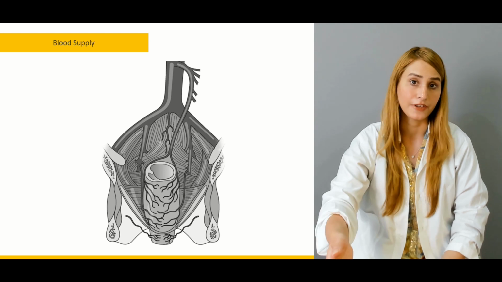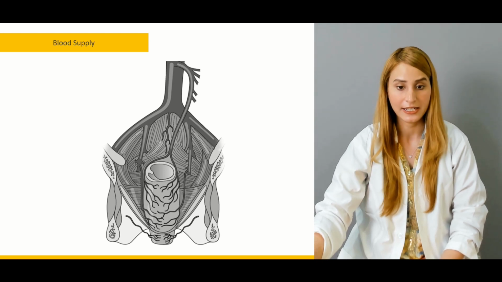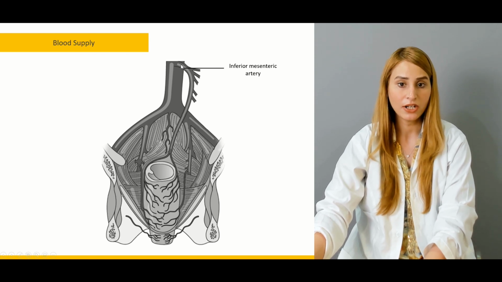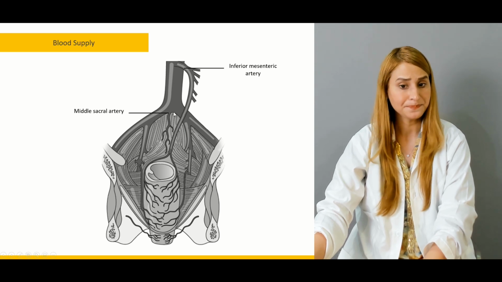And we know that the inferior rectal artery is a branch of the internal perineal artery, and the internal perineal artery is itself a branch of the internal iliac. So this was about the blood supply. You can see here in the diagram that this is the inferior mesenteric artery. This is the middle sacral artery.